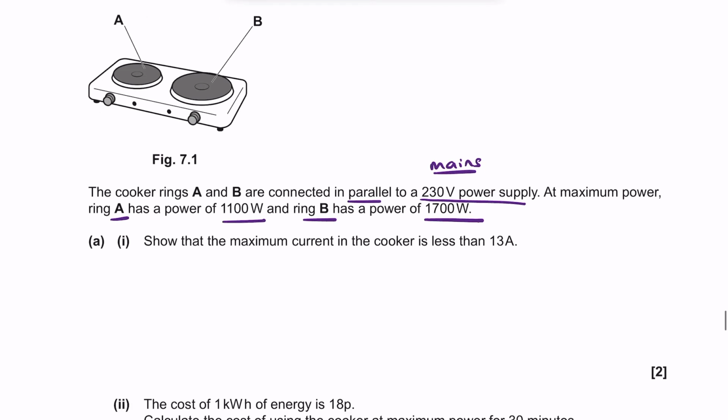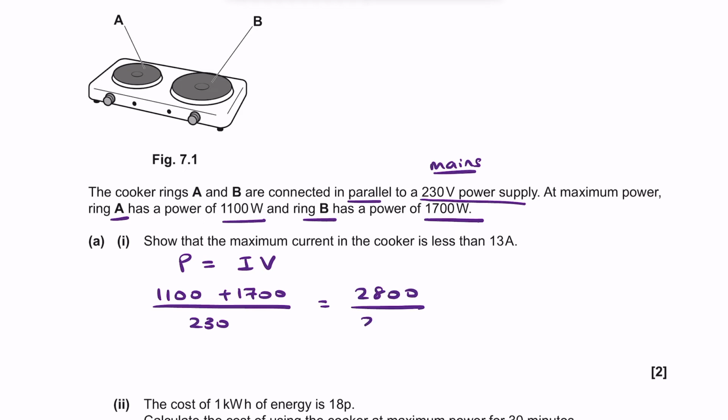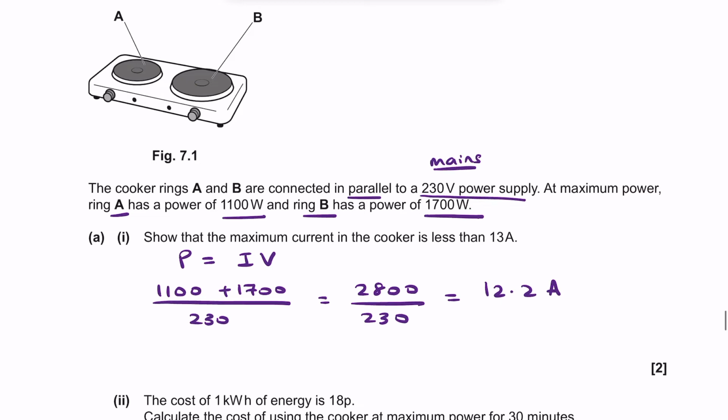So we know that power is equal to I times V, and the total power is simply added, so 1100 plus 1700, so I'm just going to write it down, divided by the voltage, which is 230 volts. So 2800 over 230 gives me 12.2 amps of current, which is less than 13 amps.